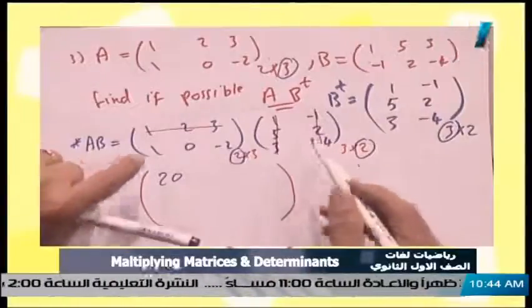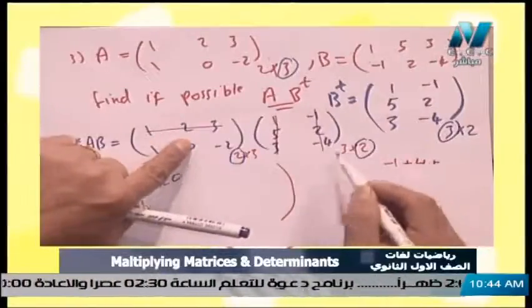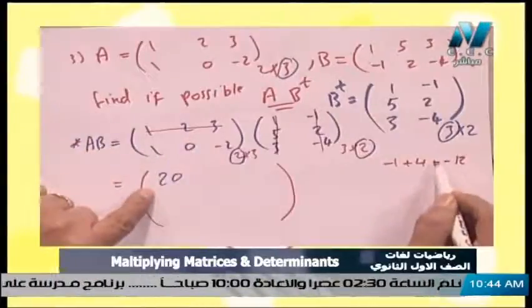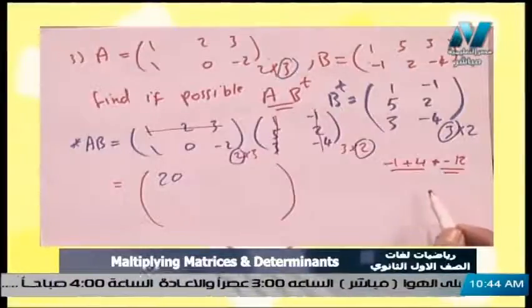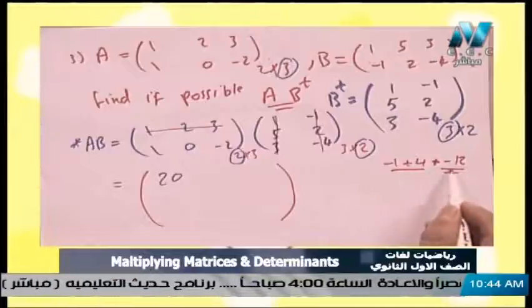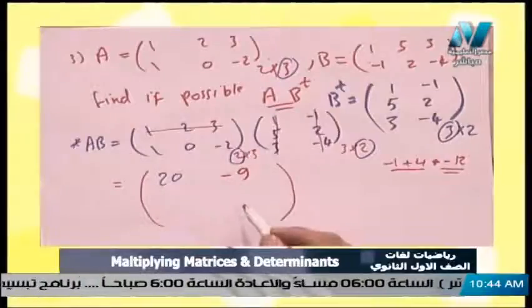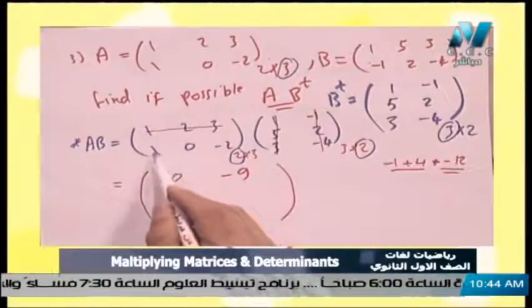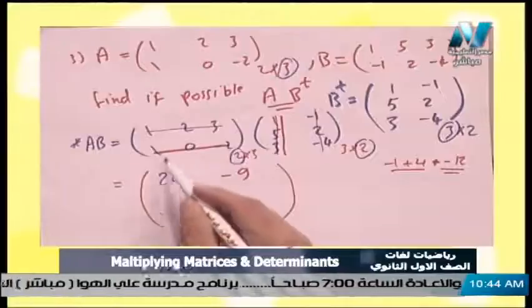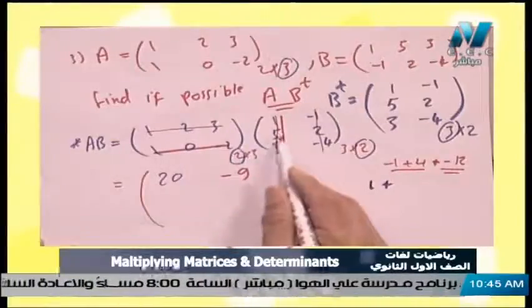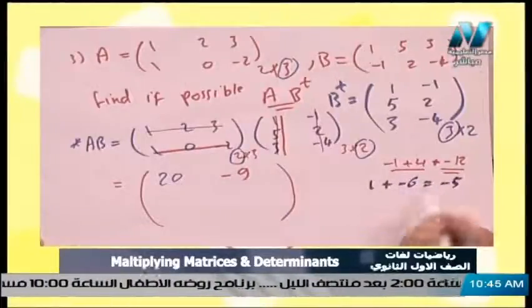Okay, again, 1 times negative 1 equal negative 1. 2 times 2 equals 4. 3 times negative 4 equal negative 12. So the answer here will be 3 plus negative 12, which is negative 9. Okay. And we have also this row multiplied by this column. 1 times 1 equals 1, plus 0 multiply 5 equals 0. Negative 2 times 3 equal negative 6. So the answer is negative 5.